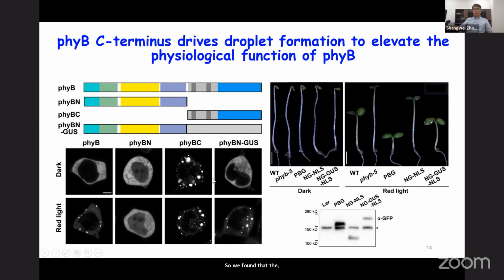We further examined the functions in plants. We found that the N-terminal phy alone, which cannot form photobodies, has a partial function of phy. However, when the phy N was fused with GAS, which restores the photobody formation capacity, the function was greatly increased.